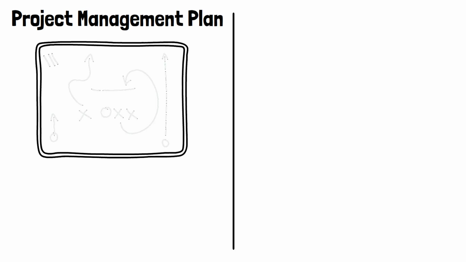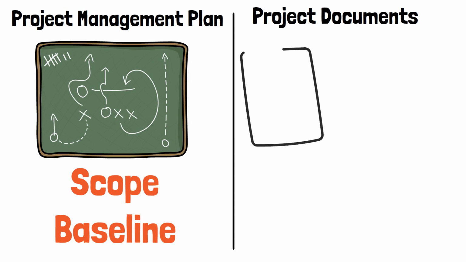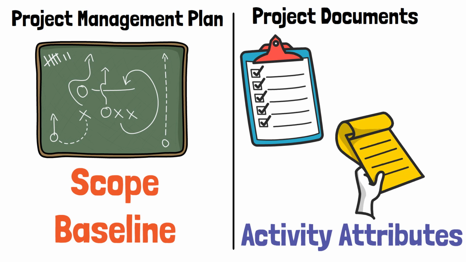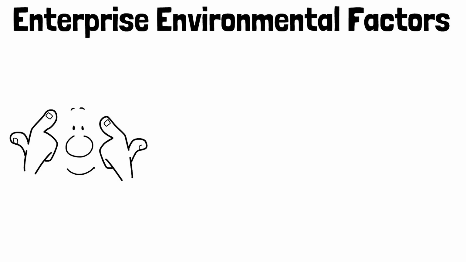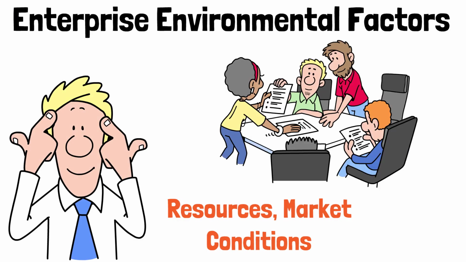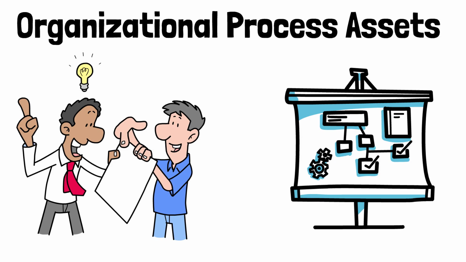Project management plan, specifically resource management plan. Scope baseline, project documents like activity list, activity attributes, assumption log, cost estimates, enterprise environmental factors. Think availability of resources, market conditions, and organizational culture. Organizational process assets, resource estimating policies, templates, and historical info from past projects.